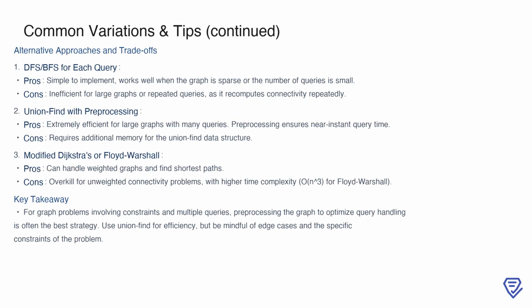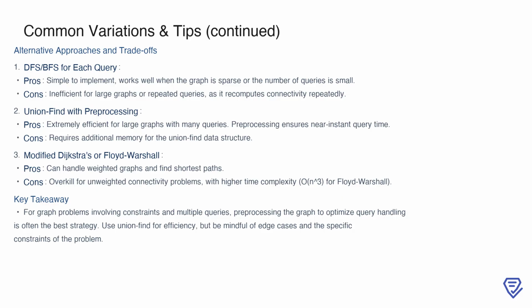There are several alternative approaches to solving this problem, each with its own advantages and trade-offs. Using depth-first or breadth-first search for each query is straightforward and works well when the graph is sparse or the number of queries is relatively small. However, this method can become inefficient for larger graphs or when there are many queries, as it repeatedly recomputes connectivity.